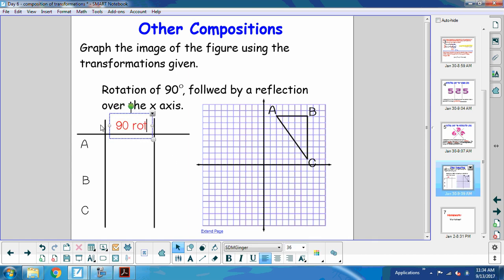Okay, so let's do a 90-degree rotation. So let's figure out A. Currently, A is at (2, 8). So maybe we should review. (x, y) is going to map to (-y, x). That's our rule for a 90-degree rotation, okay? So A is at (2, 8), so my new point A is going to be at (-8, 2).